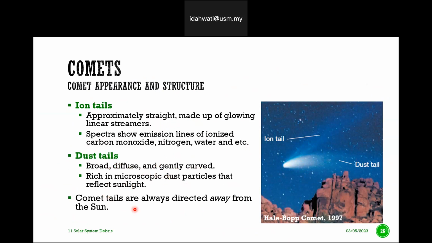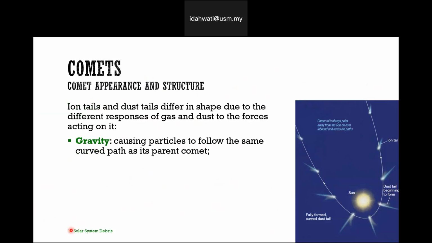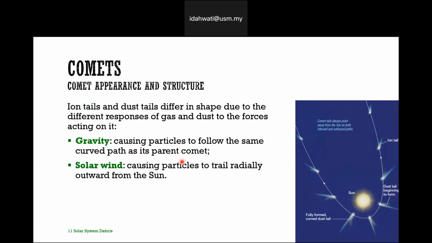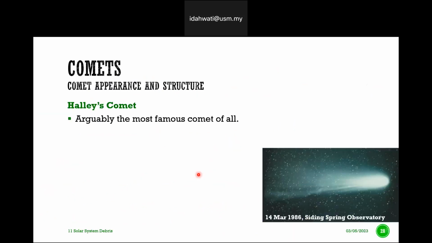So comet tails are always directed away from the sun. Gravity causes particles to follow the same curved path as the parent comet. The solar wind causes particles to trail radially outward from the sun.